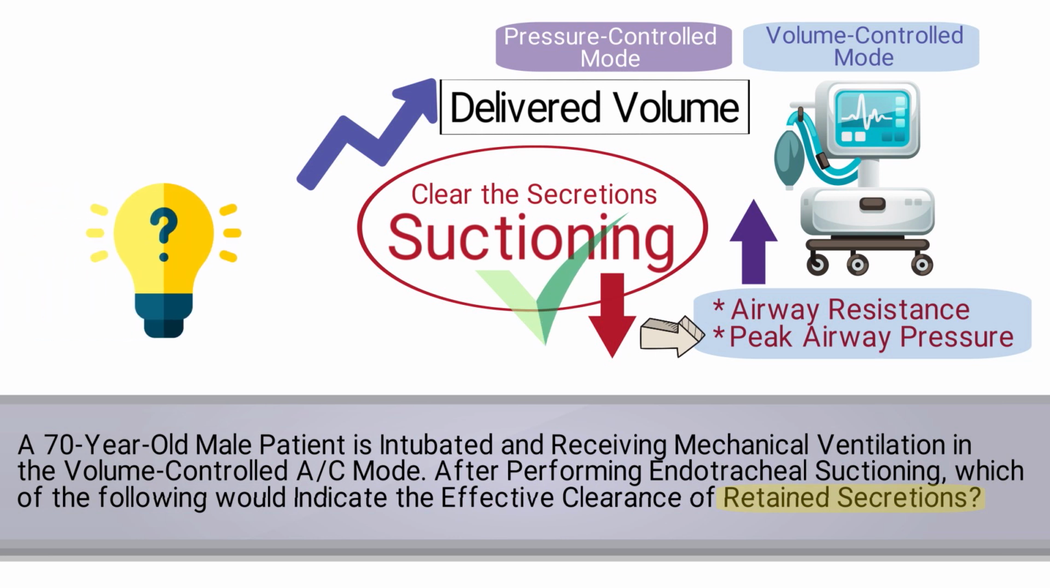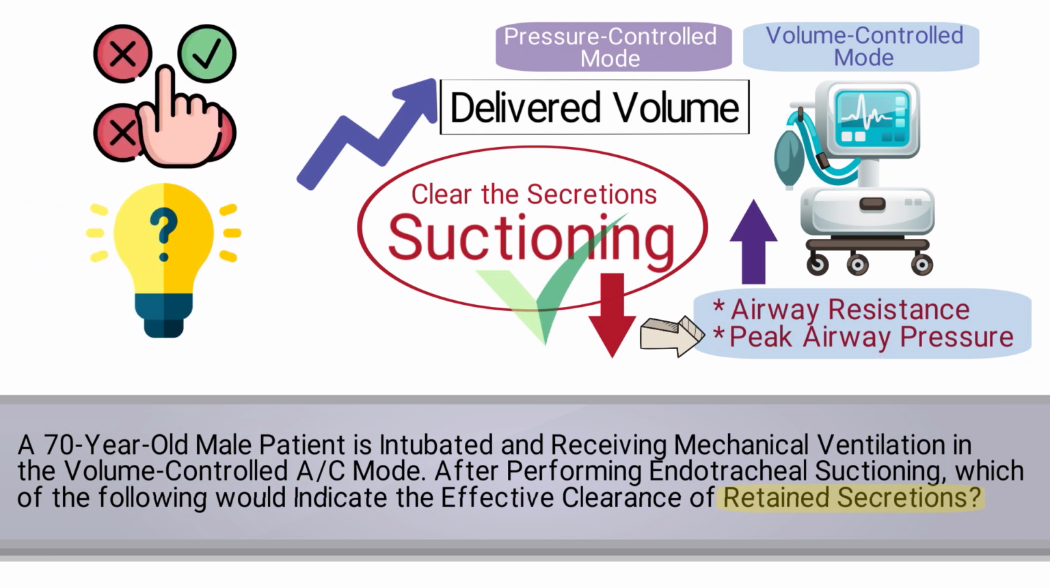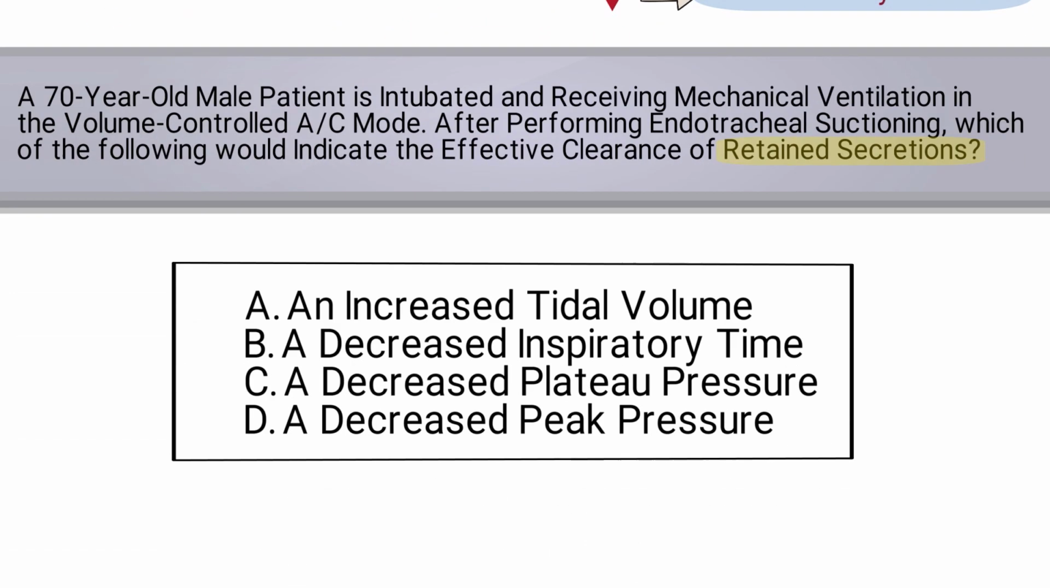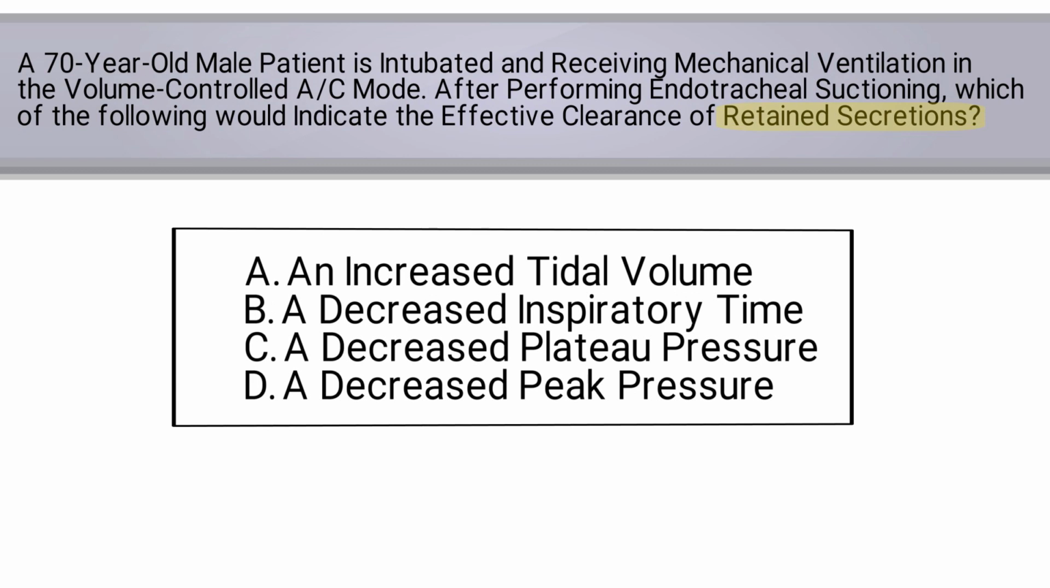That is the key tidbit that you needed to recognize in order to answer this question correctly. In other words, you needed to understand the difference between volume and pressure-controlled ventilation. If you were able to do that, then you could easily determine that the correct answer is D, a decreased peak pressure.